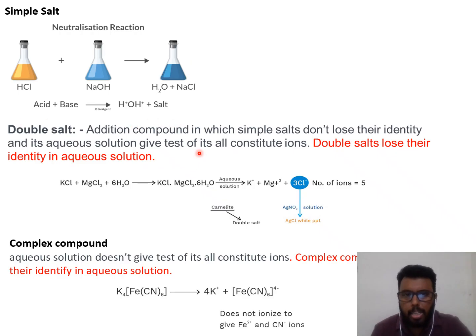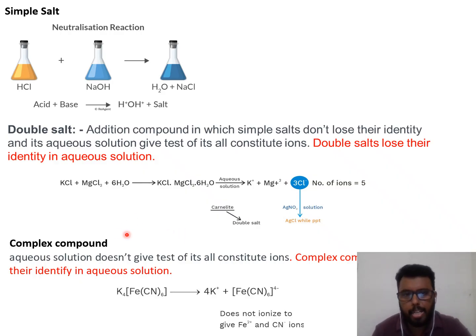A double salt is nothing but two simple salts mixed together, which form a double salt. It is an addition compound in which the simple salts don't lose their identity, and its aqueous solution gives tests for the salt's constituent ions. Double salts lose their identity in aqueous solution.